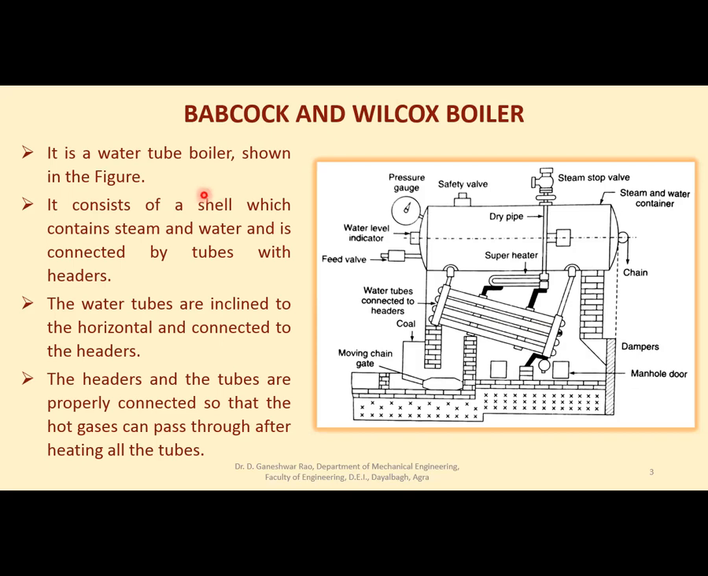Now we can go through the text that is provided. It is a water tube boiler shown in the figure. It consists of a shell which contains steam and water and is connected by tubes with headers. Water tubes are inclined to the horizontal. Here degrees are not given. Generally, these are inclined at 15 degrees to the horizontal and connected to these headers. This is the uptake header. This one is the downtake header. Headers and tubes are properly connected so that the hot gases can pass over these tubes after heating all the tubes.